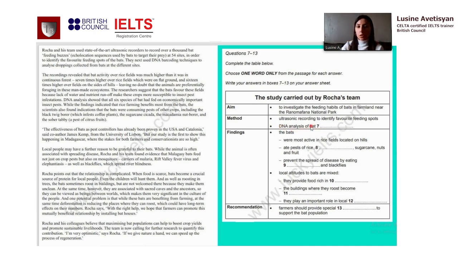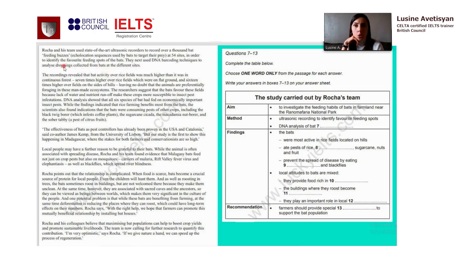Analysis of what? Okay, so we understand that here we have got bat what? Noun. DNA analysis. Now let's locate DNA. Okay, DNA analysis of what? Now I'm reading in detail. Okay, so this is about ultrasonic recording as the first method that you saw. We move further. They next use DNA recording techniques to analyze bat what? The droppings collected from bats at different sites.